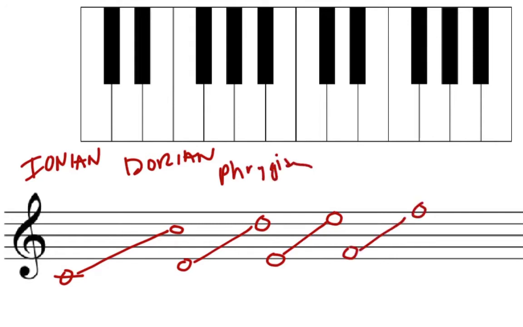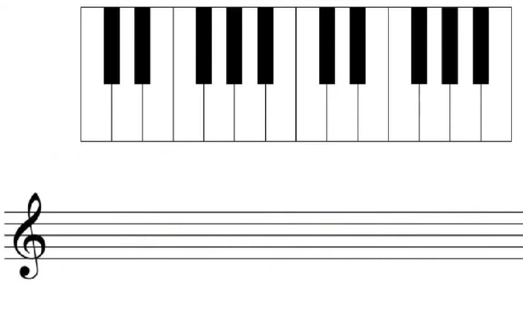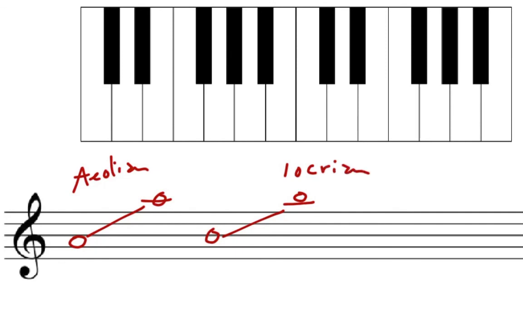Fourth up to fourth, we're calling Lydian. Fifth up to fifth, we're calling Mixolydian. And sixth scale degree up to sixth scale degree, Aeolian. And seventh scale degree up to seventh scale degree, Locrian. And then we're back up to first scale degree, C. Okay, so that's the white key way, the white key piano way of building modes.